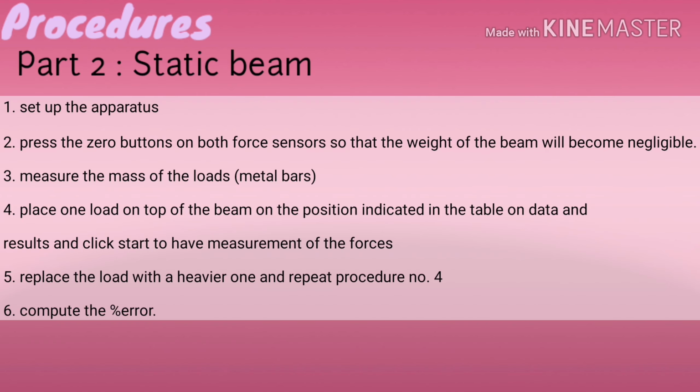Part 2. First, set up the apparatus. Second, press the 0 buttons on both force sensors so that the weight of the beam will become negligible. 3. Measure the mass of the loads. 4. Place 1 load on top of the beam on the position indicated in the table on data and results and click Start to have measurement of the forces.